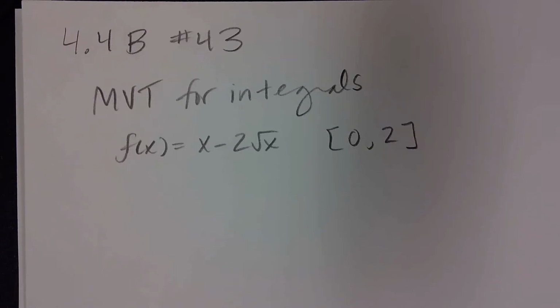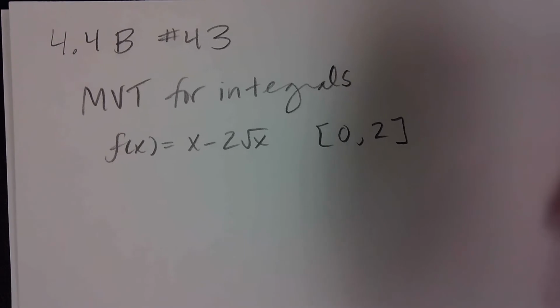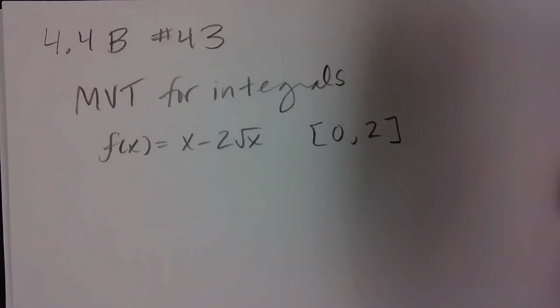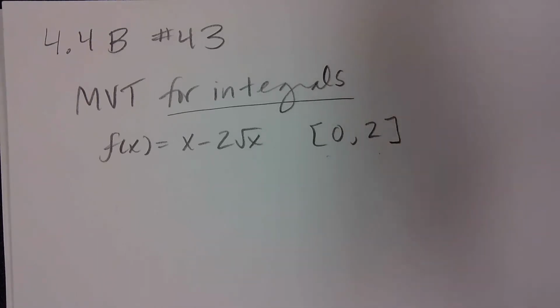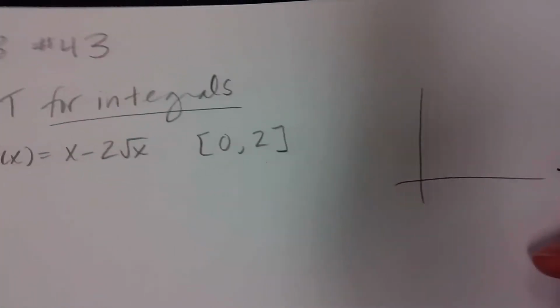So this is a problem from the homework 44B, number 43. It's a problem about using the mean value theorem for integrals. So we spent a lot of time on the mean value theorem, but when they say for integrals, they mean that one that's about area. So what happens is we know that there is some kind of magical value C on this interval from 0 to 2, where our area of a rectangle at C, so let's just draw a picture really quick.